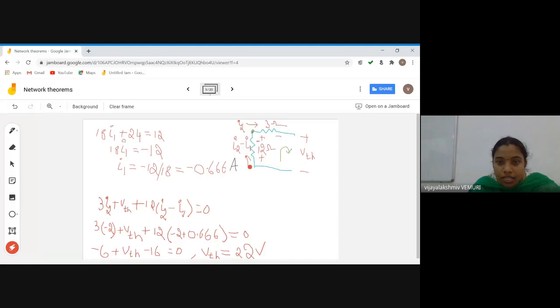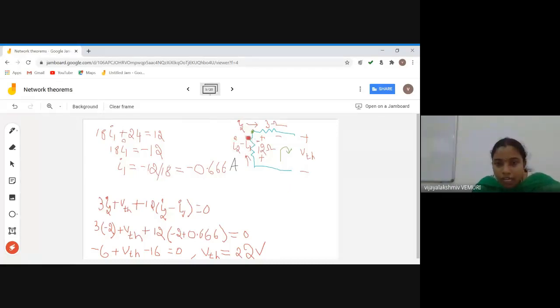I2 is in this direction, so this is positive and this is negative. Next, I2 minus I1 is in the up direction, so this is positive and this is negative. That is what you need to represent along with the current here, to find out VTH.